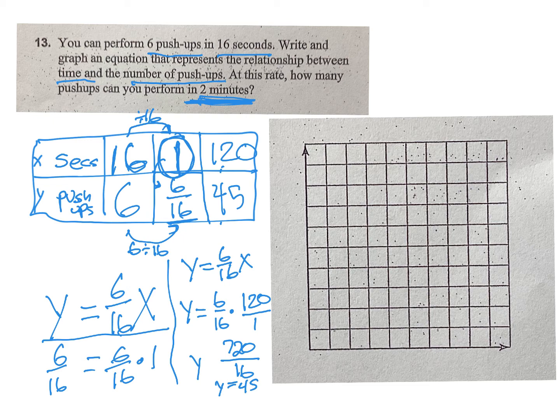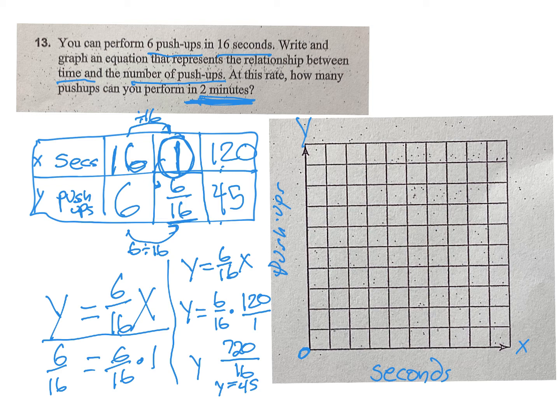Now, it says to graph it. And I will help you to set up this graph too. We know the x is seconds. So x is right here. I'm going to make that seconds. And the y, which is right over here, is push-ups. Push-ups. So 0 seconds will be 0 push-ups.